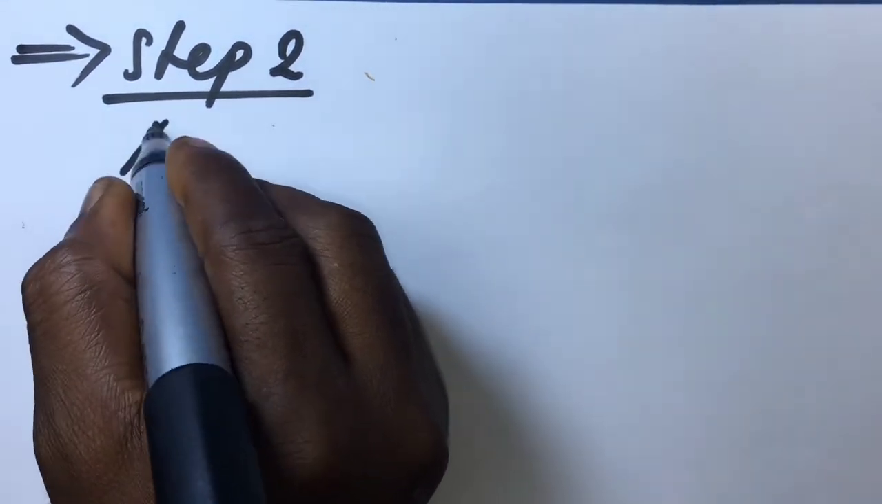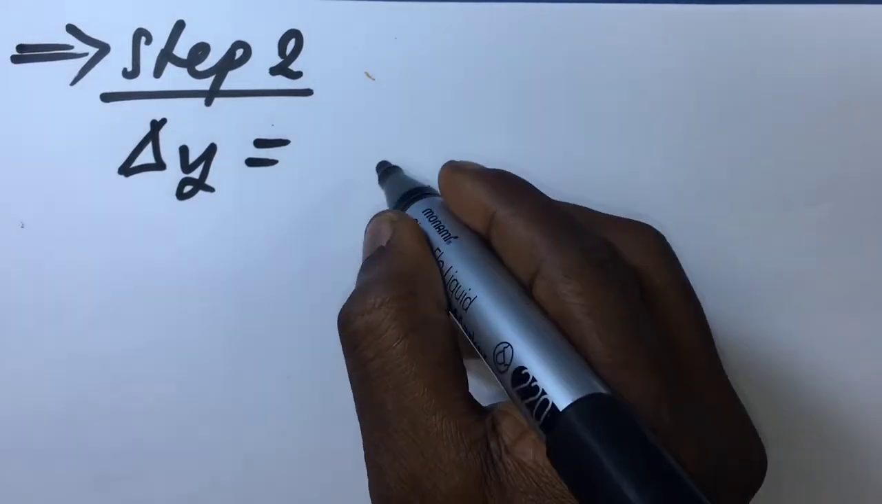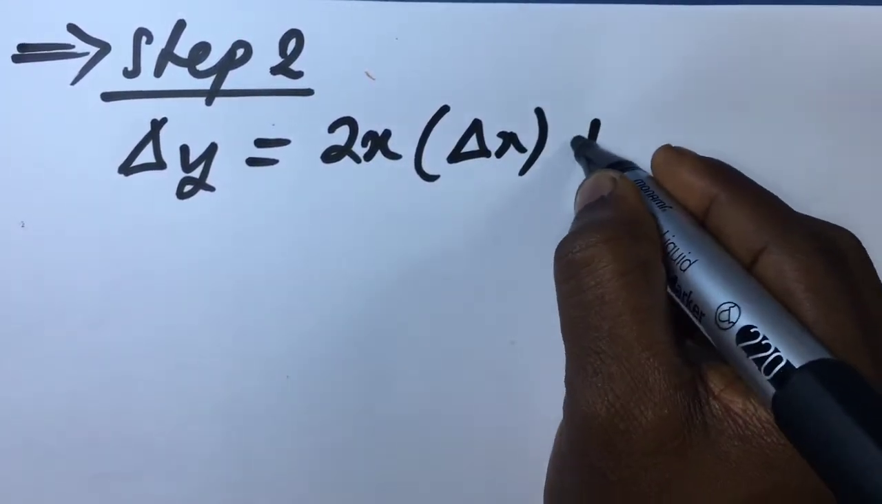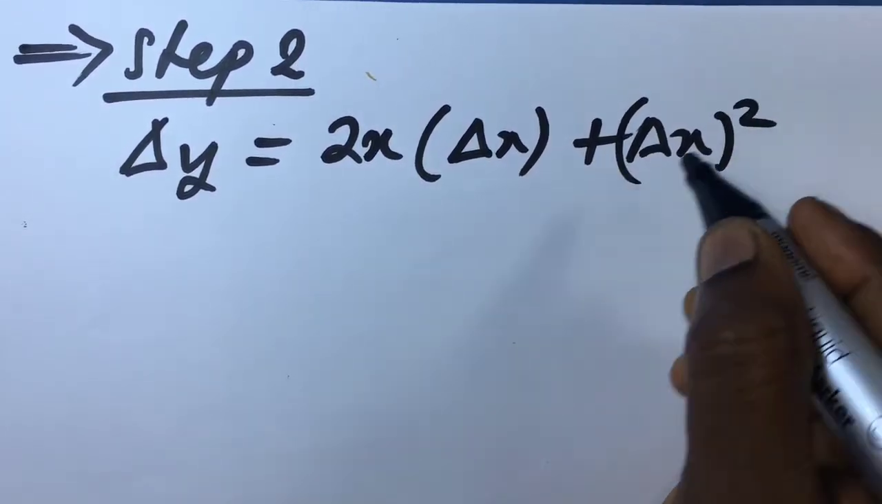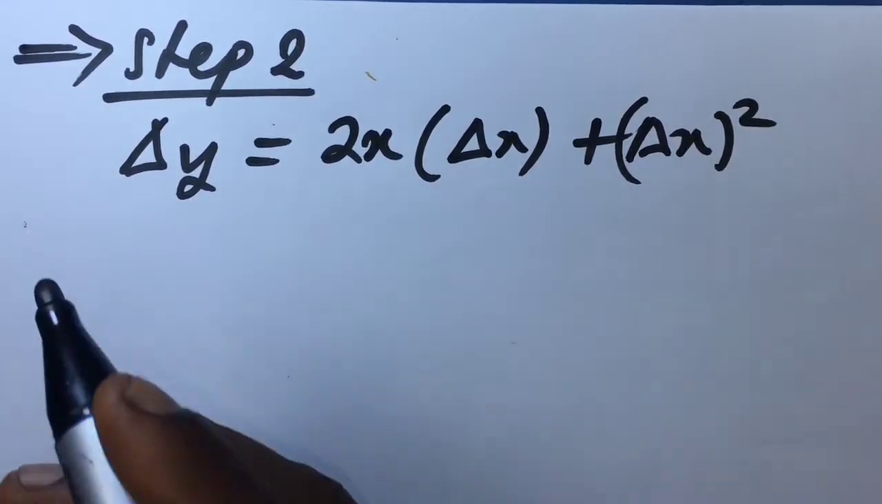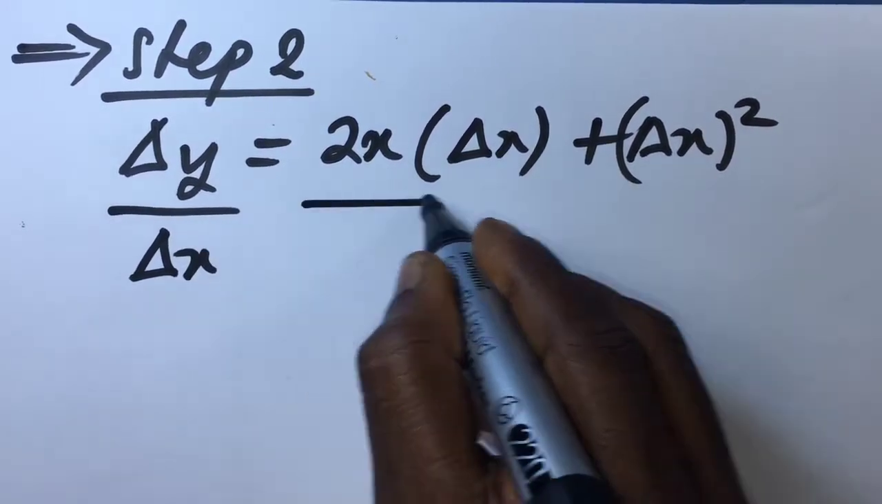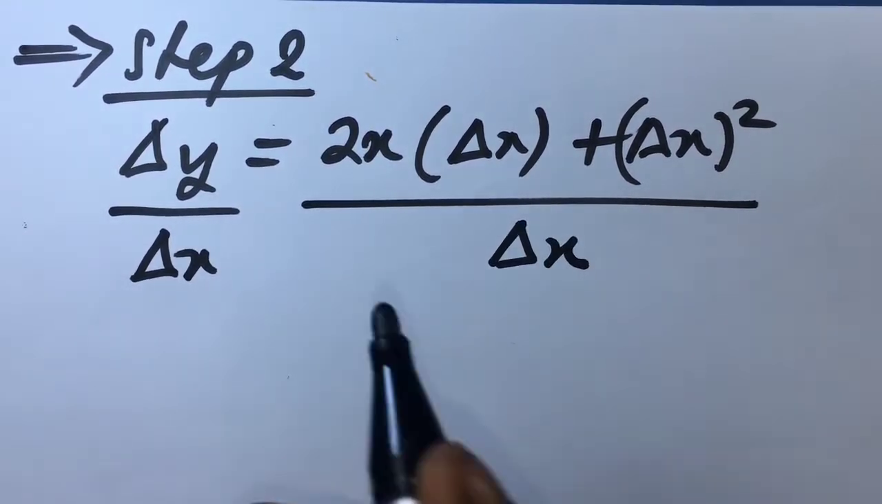In step 2 of the problem, our task will be to obtain the gradient function. So all you have to do is divide what we had in step 1, that is change in y equals 2x change in x plus change in x squared, by change in x. So I'm going to do this. I'm going to divide this by change in x, and this will mean dividing this side by change in x.